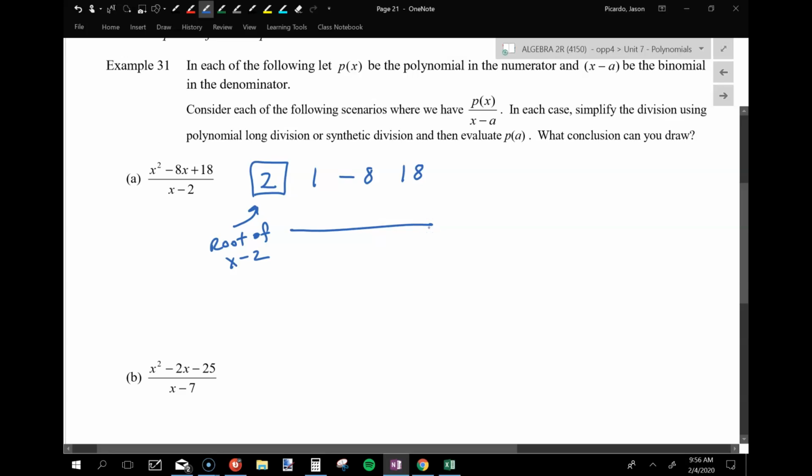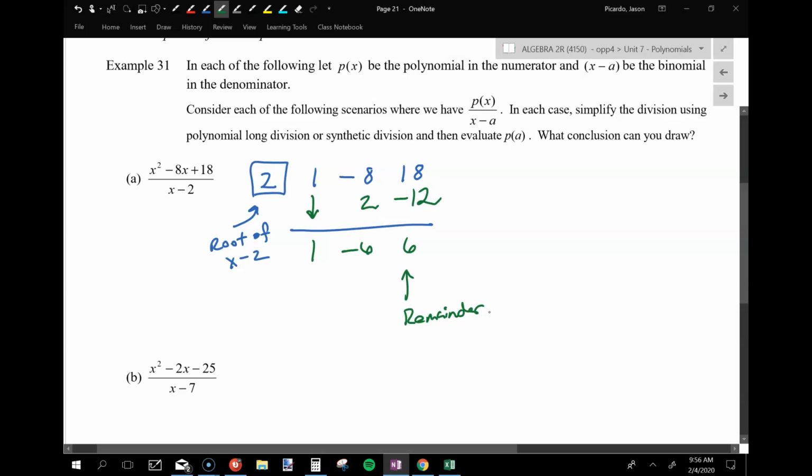And then I need to remember to do what with the 1? It comes down, right? And then I flip-flop what two operations? Multiplying and addition, right? So what goes underneath the negative 8? 1 times 2, right? So this is a 2. What's negative 8 plus 2? Negative 6. What's negative 6 times 2? Negative 12. And what's 18 plus negative 12? 6. So what did I get as a remainder? That's the remainder, right?